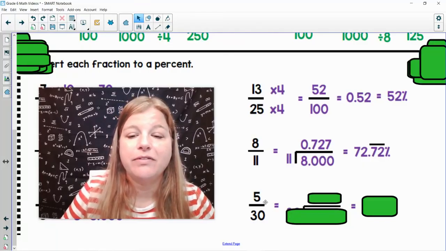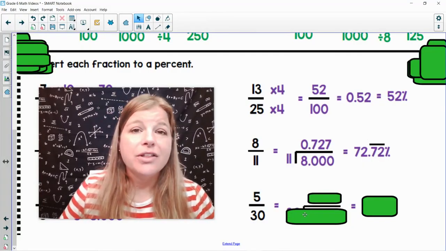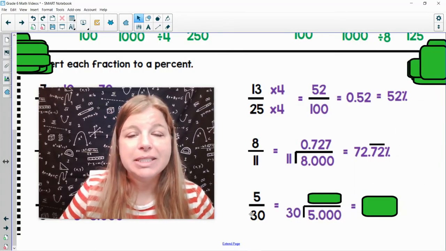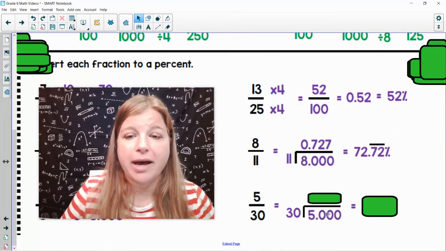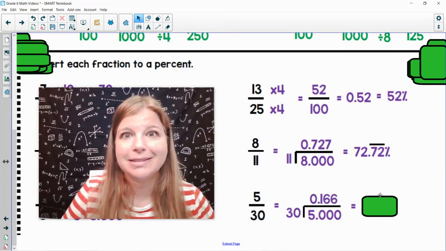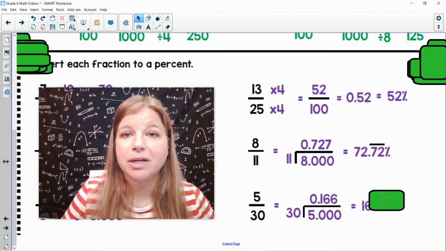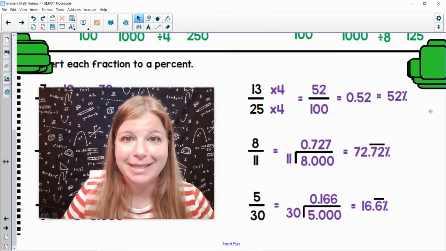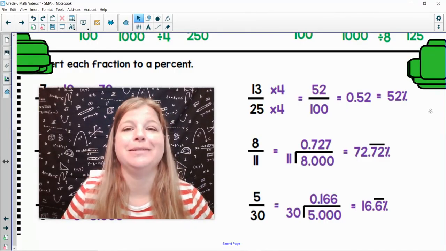And now the last one, 5/30ths. 30 does not multiply by a friendly number to get 100, so I'd have to see how many times does 30 divide into 5. And if I do my long division, I get another repeating decimal, 0.166666666 forever. Move the decimal over 2 spots to the right by multiplying by 100, and I get 16.6% with the repeating 6. 16.6 repeating percent.